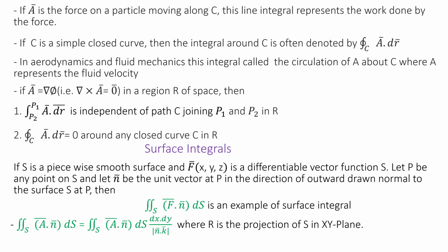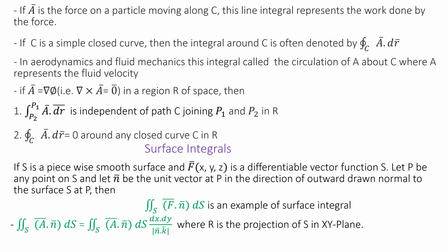In aerodynamics and fluid mechanics, this integral is called the circulation of A about C, where A represents the fluid velocity. And if A bar is equal to del phi, that is, del cross A bar is equal to 0 in a region R of space, then you have to remember these two points: the integral from P1 to P2 of A bar dot dr bar is independent of the path C joining P1 and P2 in R, and the next point is the circular integral of A bar dot dr bar is equal to 0 around any closed curve C in R.